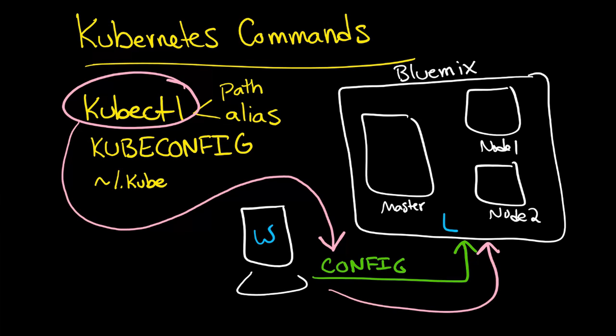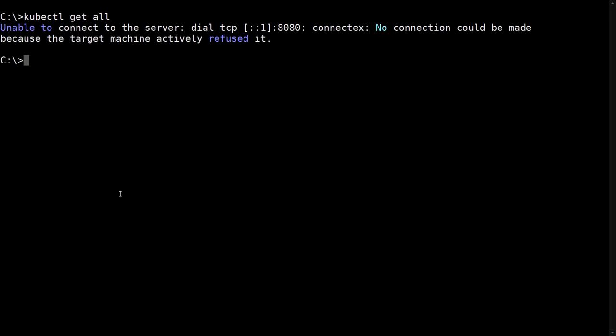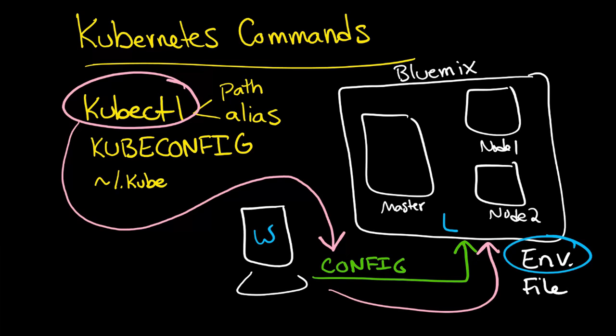And you can do that either as an environment variable on your computer, or you can set it in a file. If you forget and don't provide the configuration file, you should expect to get an error message about a connection, and this is due to the configuration file not being actively available for kubectl. Let's start with the environment variable option.